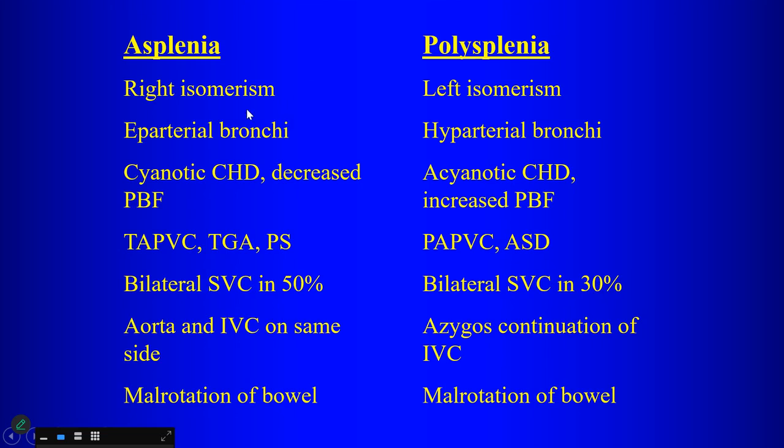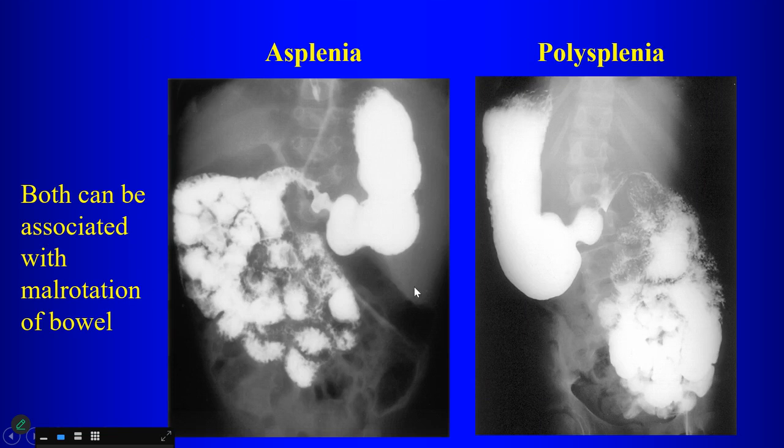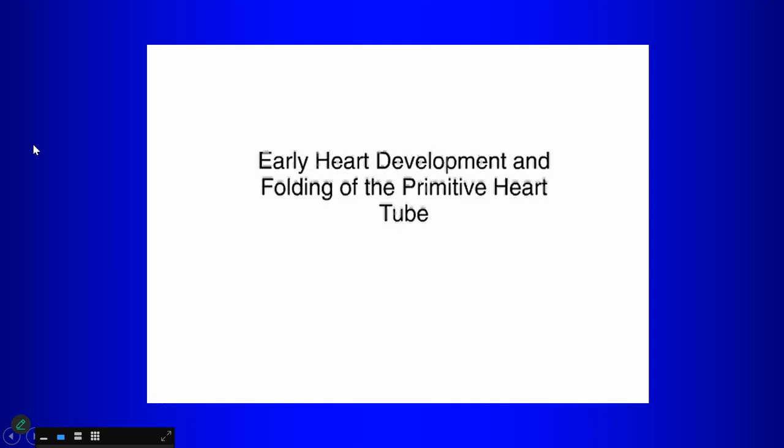So in summary, asplenia: right isomerism, eparterial bronchi, severe cyanotic congenital heart diseases, bilateral SVC, aorta and IVC on the same side. Both will be associated with malrotation. Polysplenia: bilateral left-sidedness, hyperarterial bronchi, usually acyanotic congenital heart diseases, bilateral SVC, and a strong association with continuation of the inferior vena cava. Both of these, though, can be associated with malrotation of bowel. Okay, so we might see that in both cases, asplenia or polysplenia.